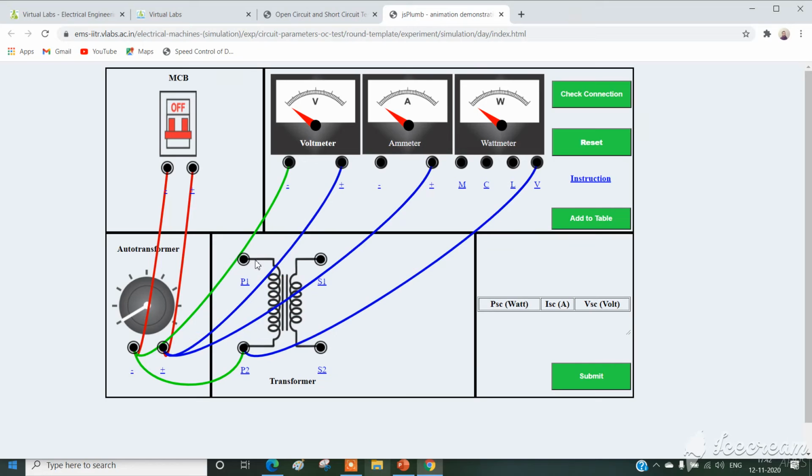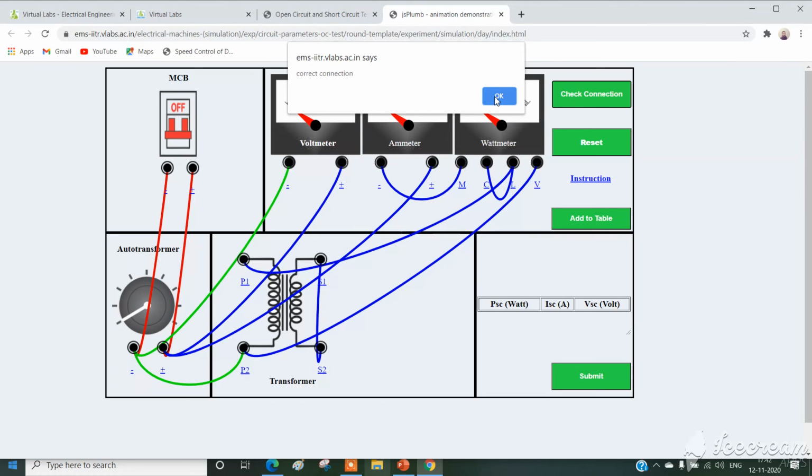Now P1 is directly connected to L, and the L and C are short circuited. Then M and ammeter negative are connected. So this is the short circuit connection. We need to short circuit the secondary. This is very important. Simply short circuit. Now check the connection. Now all terminals are connected. Simply click on this, check connection. The connection is correct.